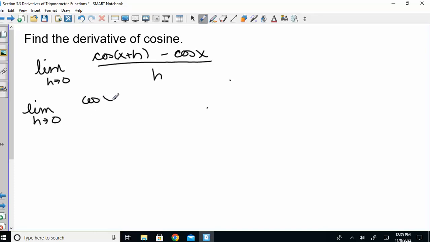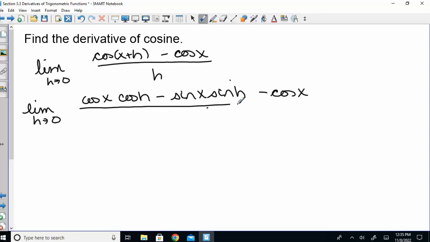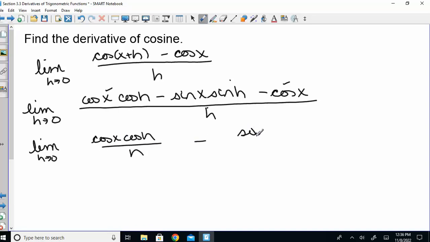Cosine a cosine b, minus sine a sine b. Okay, and yesterday when we did this, we kind of got creative and I reorganized things a little bit. Both of these terms have something in common. They both have a cosine x. So I'm going to put those two in a fraction, and I'll put the other ones in a fraction.